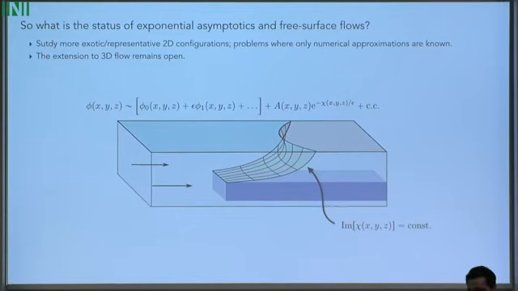In essence, if you look at all of exponential asymptotics over the last really 20 years, the vast majority of it has been devoted to two-dimensional problems. Why? Because it's so steeped in complex variable theory that 2 dimensions is just the natural setting for complex variables.